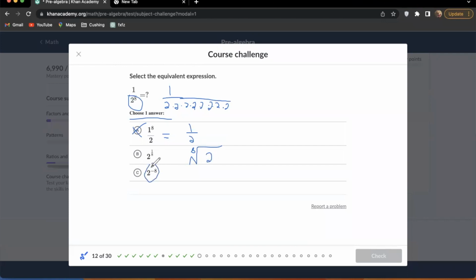2 to the -8: if you have a negative exponent, you can do 1 over, and turn the exponent positive. So this is 1 over 2 to the 8th. This is just kind of an exponent rule.